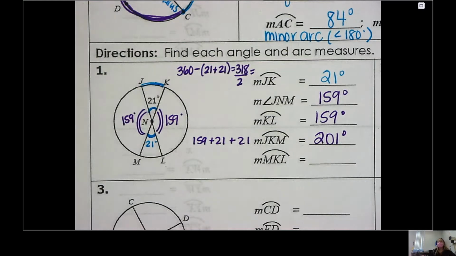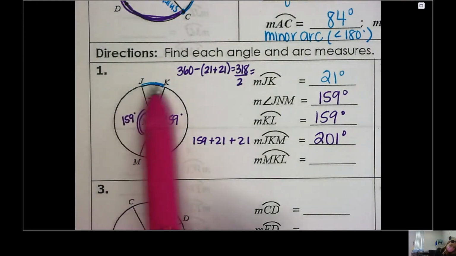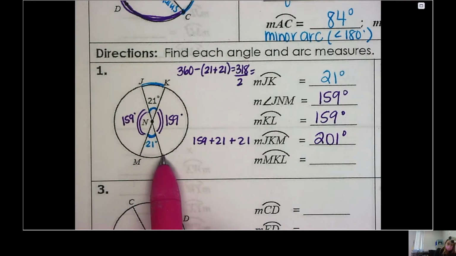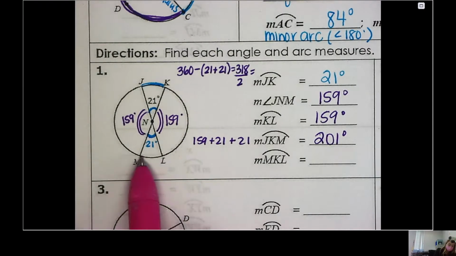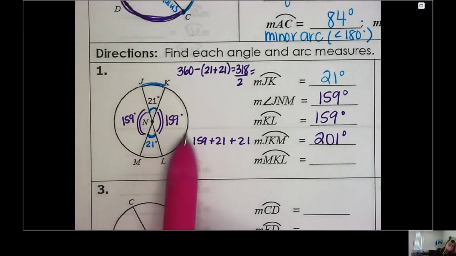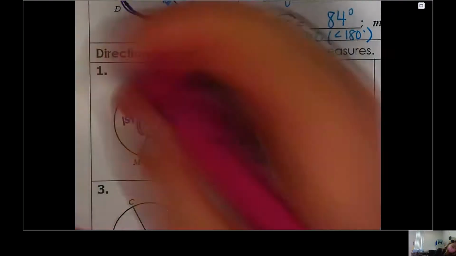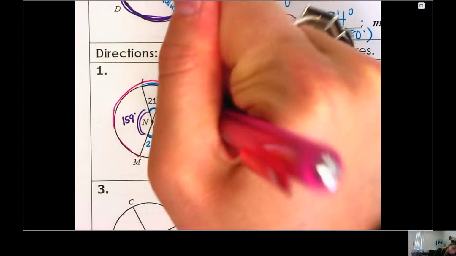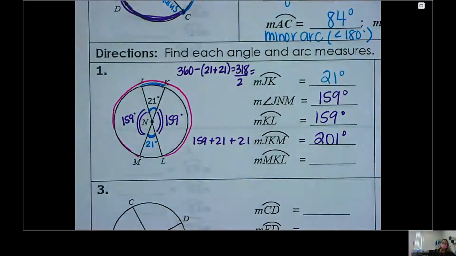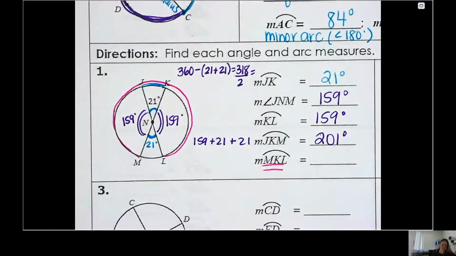Okay, last one, MKL. Again, we know it's 3 letters, so it's going to be a major arc. MKL means you start at M, you go through K, and you end all the way at L. So it's this whole length, the whole thing. How do I figure that out? Add what? Plus? Okay, that's one way to do it. What's another way I could do it?